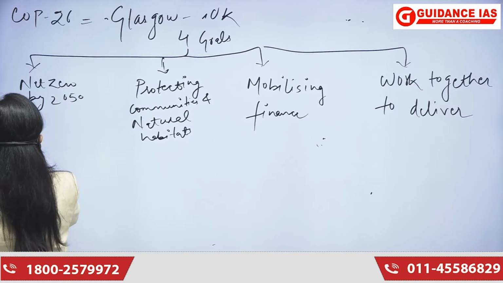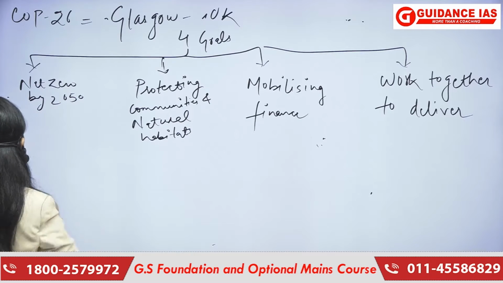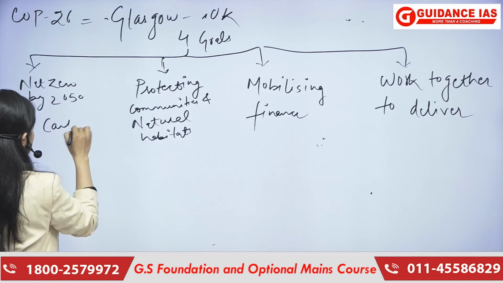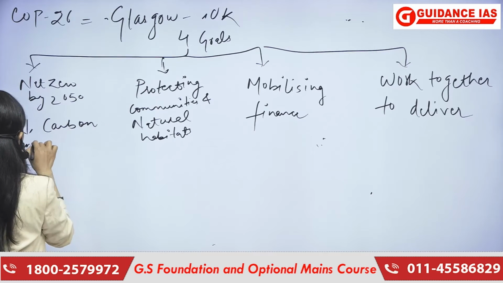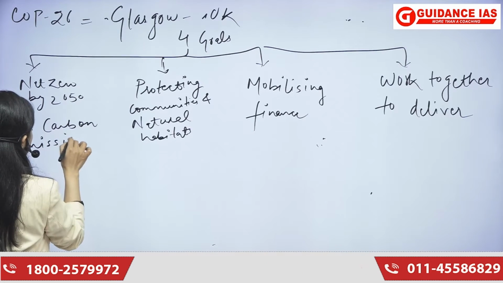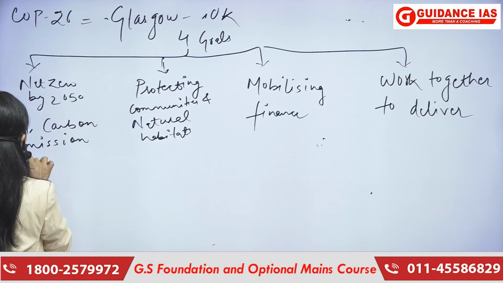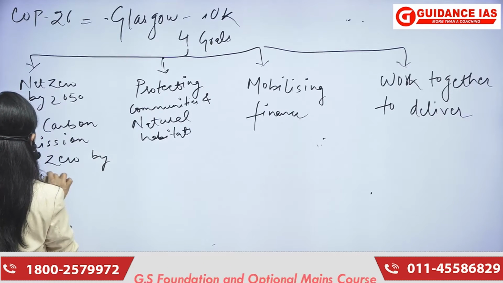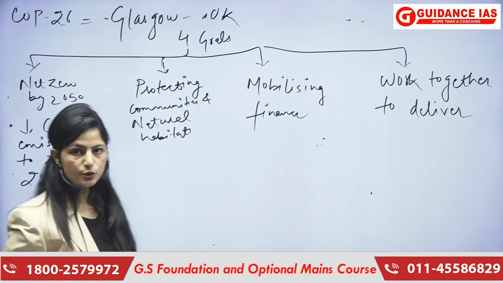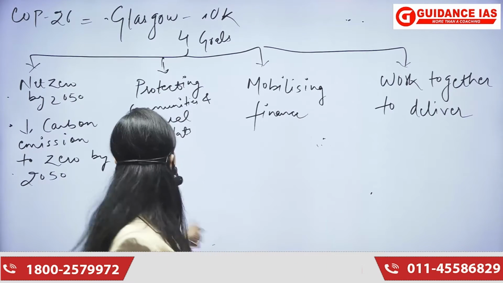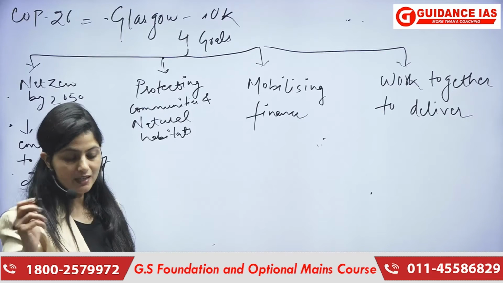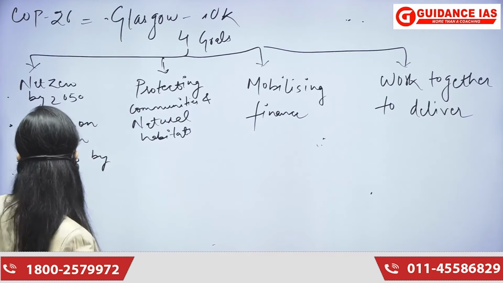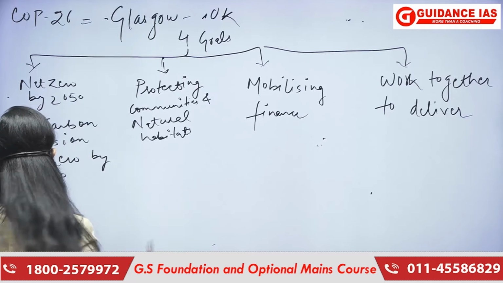The first one was net zero by 2050. That is, we have to reduce the carbon emissions to what? To zero by 2050. Okay? As a global community, as a global team, we have to reduce the carbon emissions to net zero, right? By 2050. And how can we do that? We can do that by various steps.